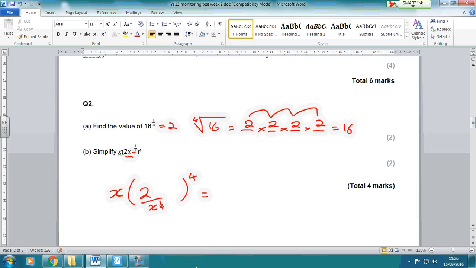So the next thing we're going to do is we dealt with the brackets, we're now going to deal with the power, or the indices. So it's going to be 2 to the power of 4 is 16. Then x to the power of a quarter, the power of 4. When we've got brackets like this and we've got powers, we need to multiply them together. So a quarter times by 4 is x to the power of 1, which is just x. We've got x times 16 over x. So that's 16x over x. They'll cancel out, leaving you simply with 16.